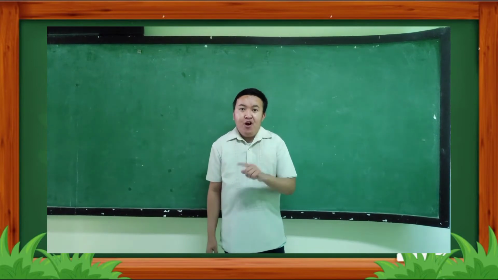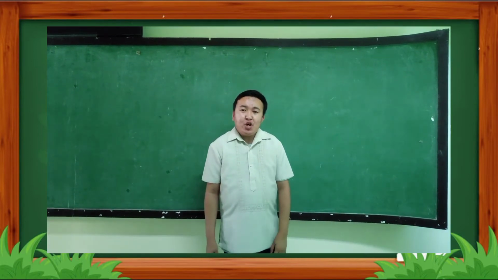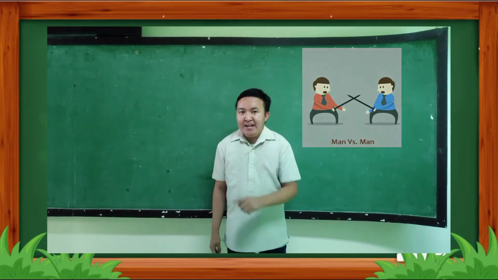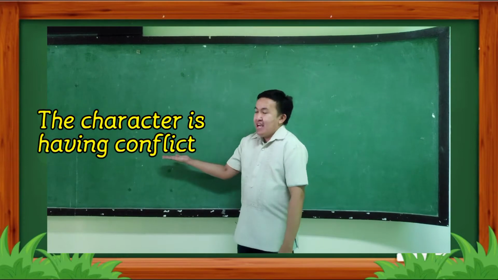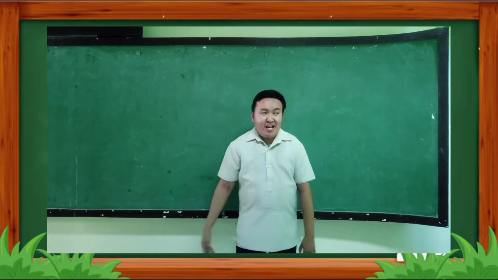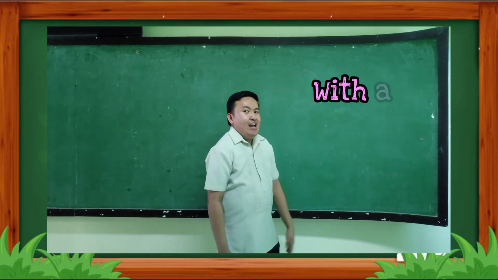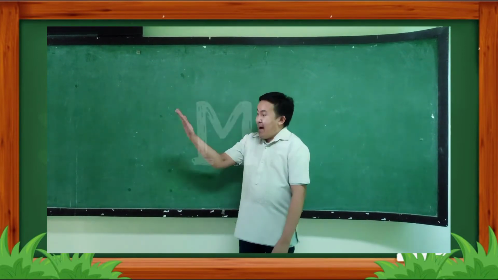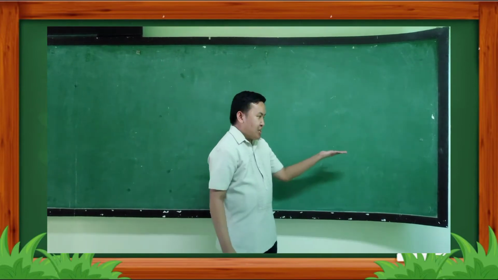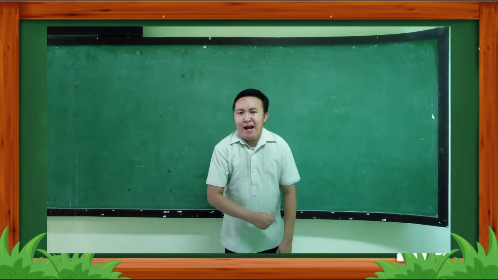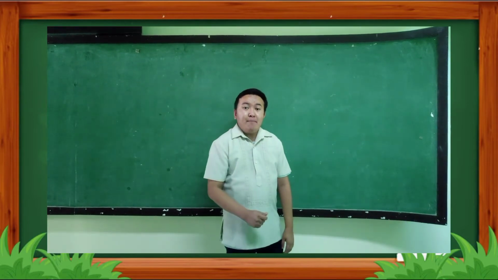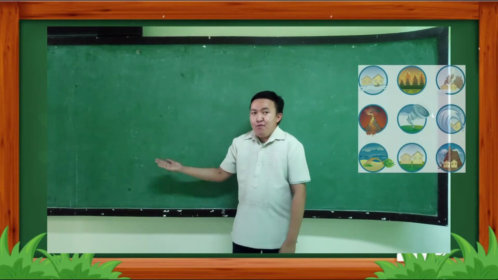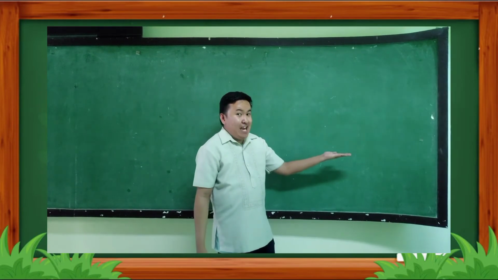The first subtype of external conflict is what we call man versus man. When we talk about man versus man, this means that the character is having a conflict or struggle with another character. The second subtype of external conflict is what we call man versus nature. What do we mean by man versus nature? We mean that the character is having a problem with nature or Mother Nature herself.